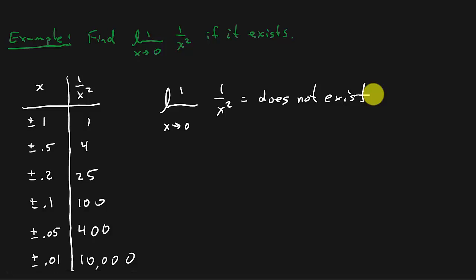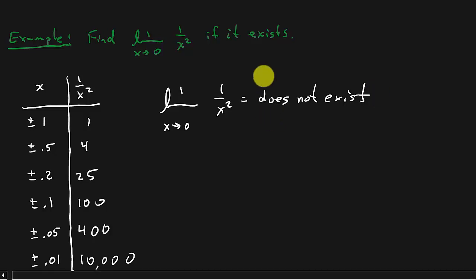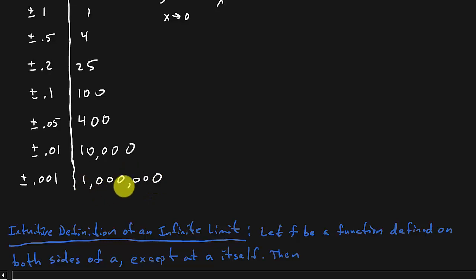But in this case, we don't want to write that. This function is increasing without bound. It's getting bigger and bigger and bigger. It doesn't exist, but it's the behavior of this function as x gets closer and closer to 0. Do you see that the function is going to infinity? See, these y values, they're just getting larger and larger.